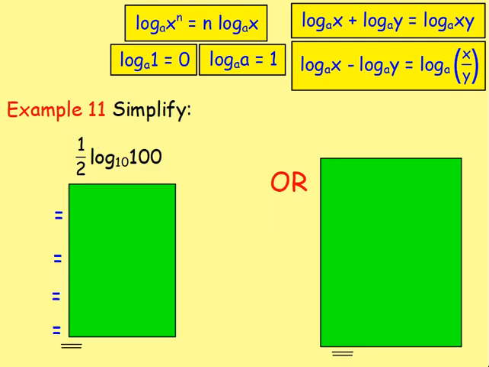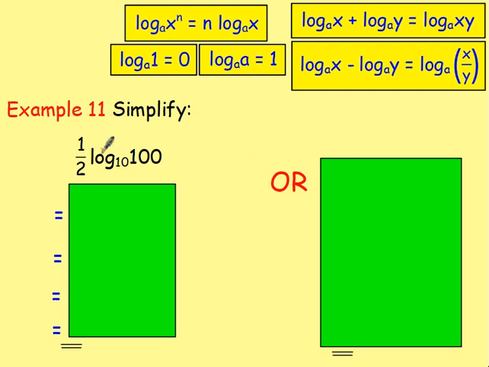Next one, example 11, simplify half log base 10 of 100. Again, I've given you two different methods. There's a couple of ways to think about this. So there's not always just one correct method. You can do it different ways. Find whichever one works for you and do that. So for this one, any suggestions?